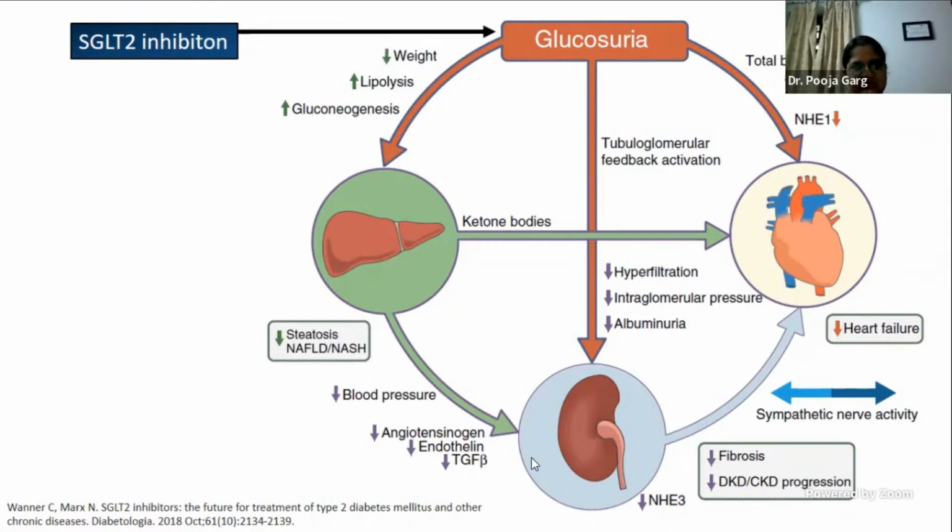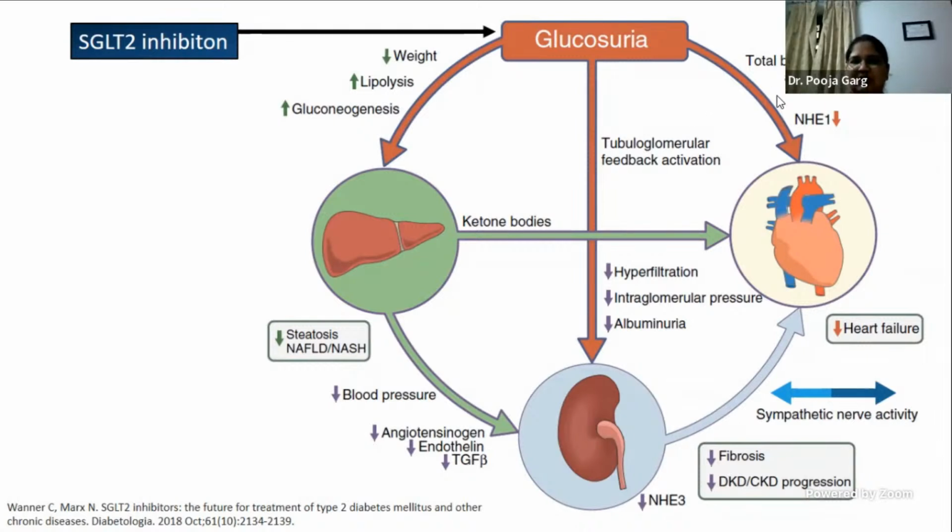There occurs a decrease in angiotensinogen, endothelin, TGF-beta, and sodium hydrogen exchange pumps, a decrease in fibrosis, and therefore a decrease in CKD progression. And it also acts at the level of the tubuloglomerular feedback mechanism, activates that, and therefore causes decreased hyperfiltration, decreases the intraglomerular pressure, and therefore causes reduced albuminuria. So, leading to advantages in our diabetic patients, it reduces CKD progression by reducing albuminuria and reducing fibrosis.